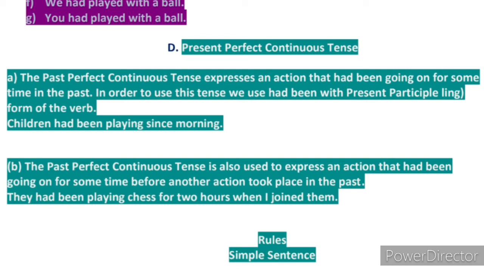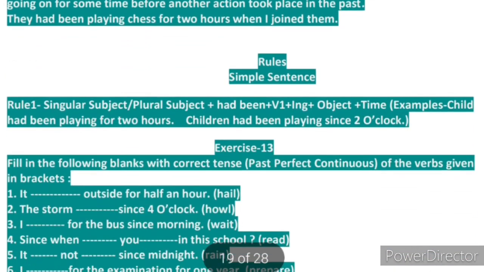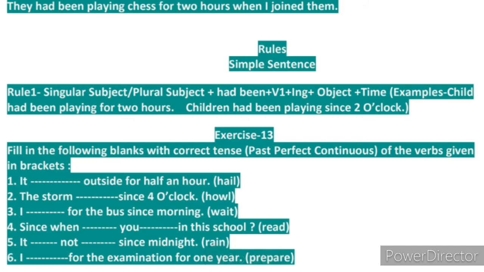For example, they had been playing chess for 2 hours when I joined them. Here are the rules for the simple sentence. Rule 1: singular or plural subject, then had been plus V1 plus ing plus object plus time. Time is very important in all the present perfect continuous tenses. So an example is: child had been playing for 2 hours. Children had been playing since 2 o'clock.